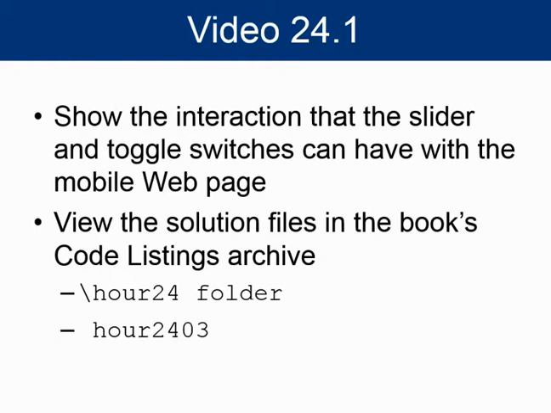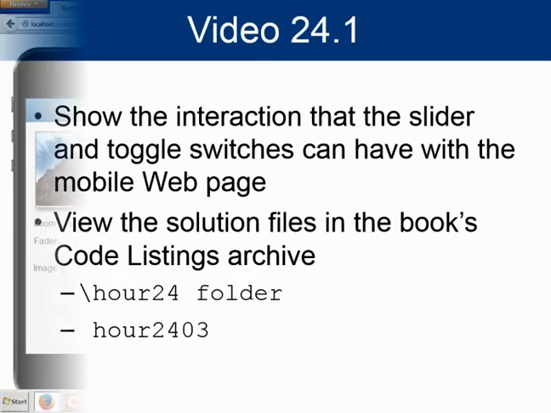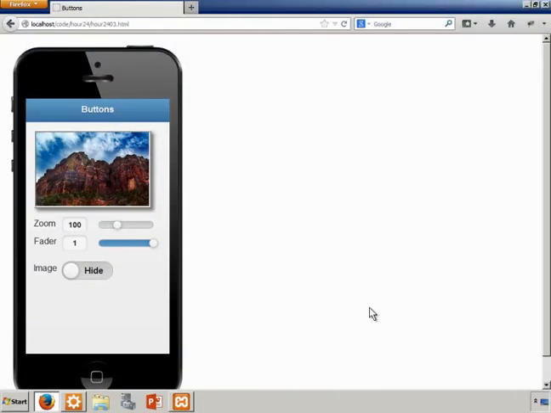Look for files entitled Hour 2403. We'll start by looking at Hour2403.html in a web browser. You should be able to adjust the zoom and fade in the image with the sliders and turn the image on and off with the toggle switch.